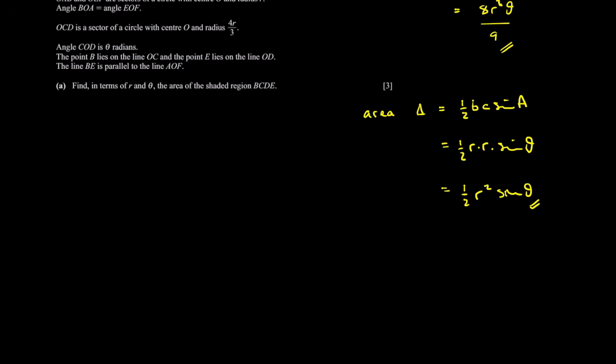So then the shaded region, the area shaded, is just the difference. The area of the shaded region is equal to 8r squared theta upon 9 minus a half r squared sine theta. I'm just going to check the mark scheme to see what kind of form they want the answer in. Oh, they were happy to have it not simplified: a half (4r upon 3) squared theta minus a half r squared sine theta. So they're happy with that.